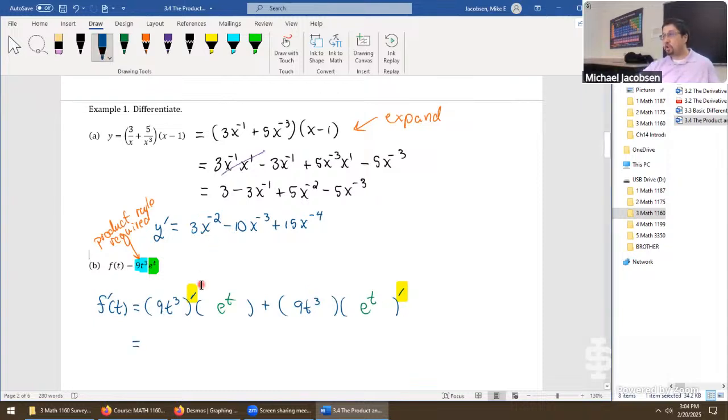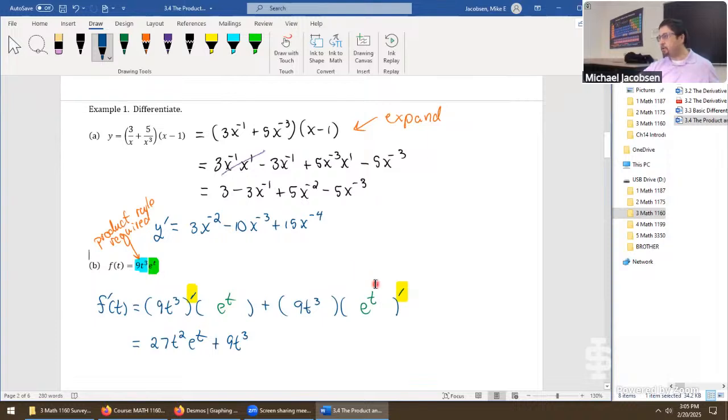Well, once we get this structure down, we're just about done, but we never want to celebrate early. We definitely have to still differentiate here. So this will be 27t squared. Copy this one. Copy this one as well.